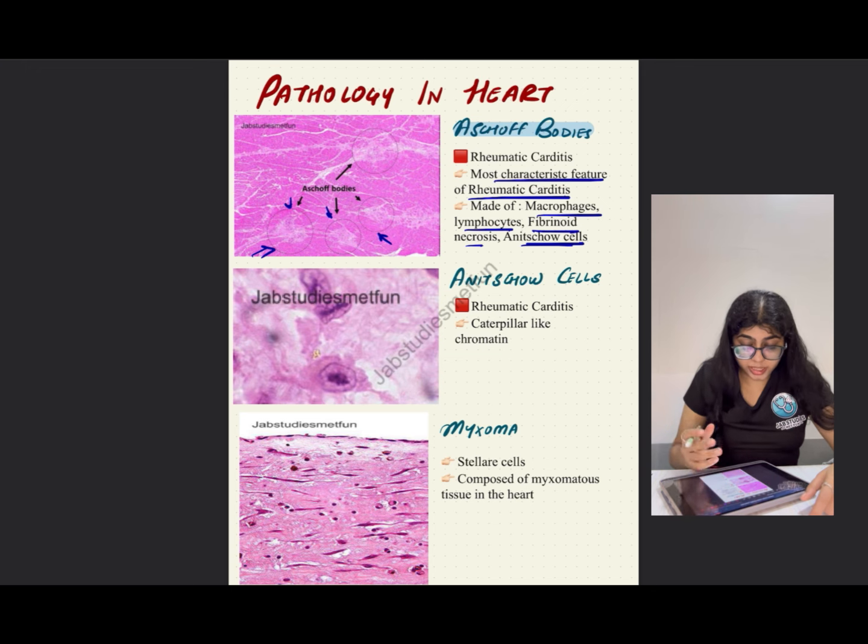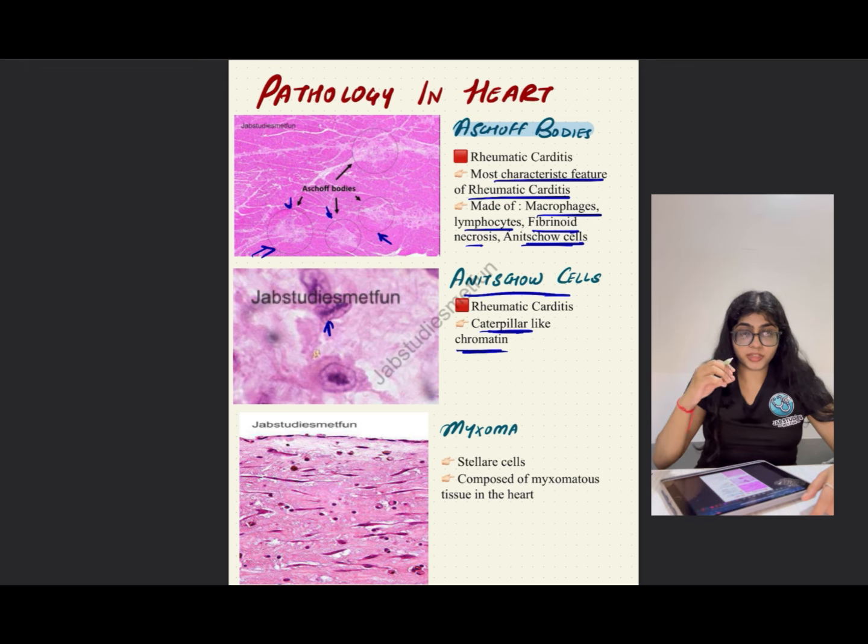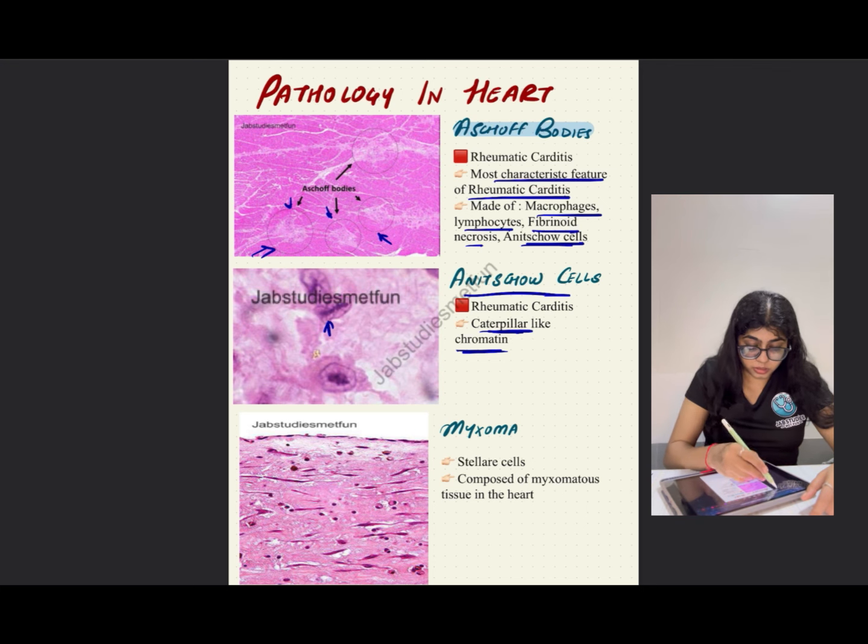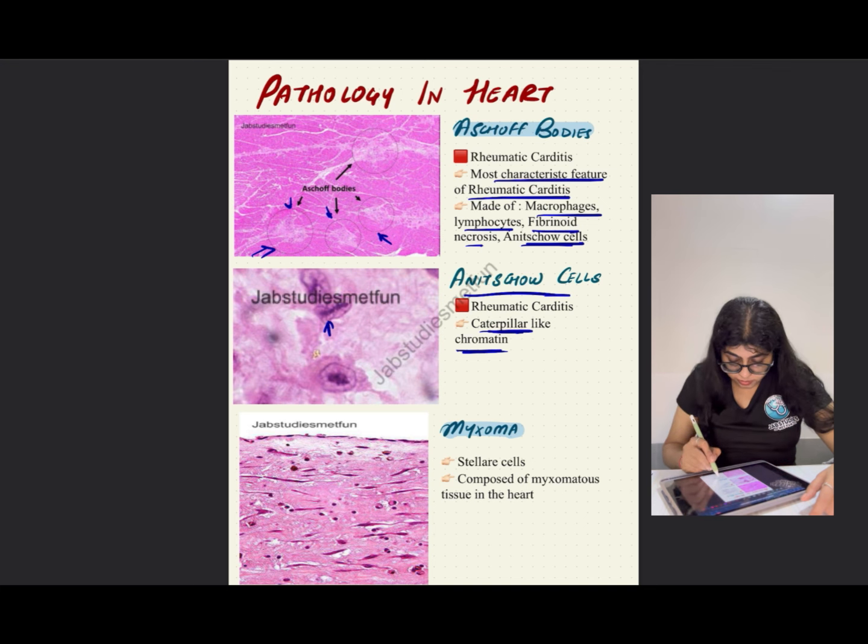These are basically an accumulation of all of the macrophages and lymphocytes that rush to the site of the infection. Anitschkow cells are cells with caterpillar-like chromatin. You can see in this image particularly, the chromatin will clump together in a formation that looks like a caterpillar, seen in rheumatic carditis. In myxoma, you can see that there are stellate cells.